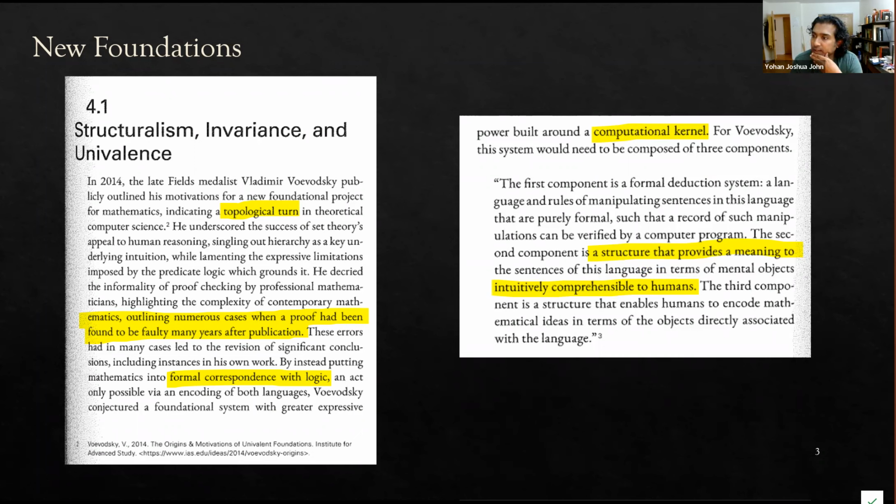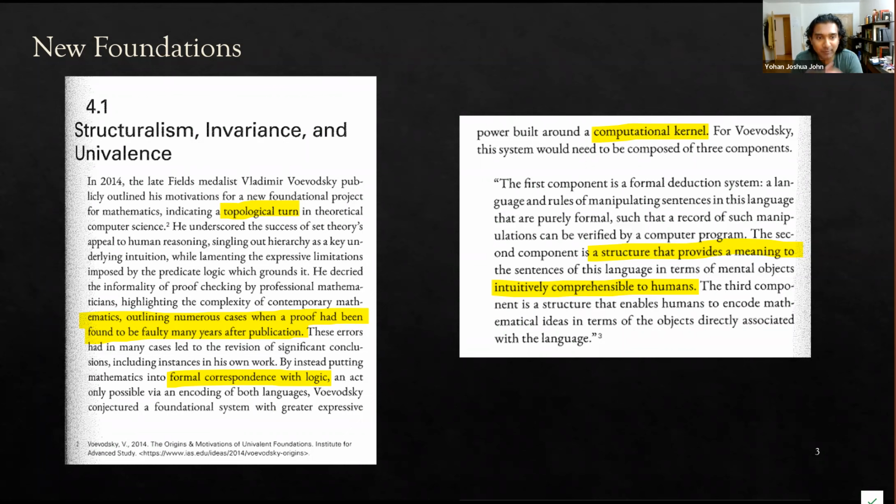So here are the three components. The first component is a formal deductive system. Language and rules for manipulating sentences in this language are purely formal. So in the Hilbert sense, that is pure syntax, just ways of doing things, moving symbols around. And that's what you need for a computer to be able to verify something.